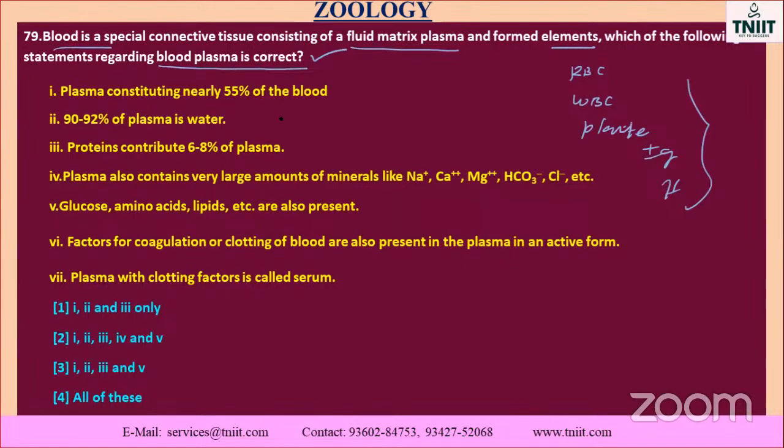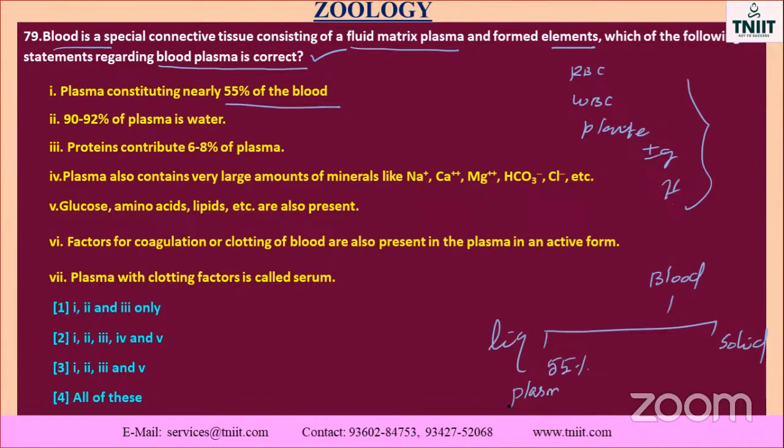Okay. See this one: the plasma constitutes nearly 50% of the blood. Already discussed. Suppose we take blood as an example. There are two parts. One is called the liquid part, and another is called the solid part. The liquid part is 55%, and that is considered plasma. And what about the solid part? The solid part is 45%, that is RBC, WBC, all those things. So this one is the correct one.